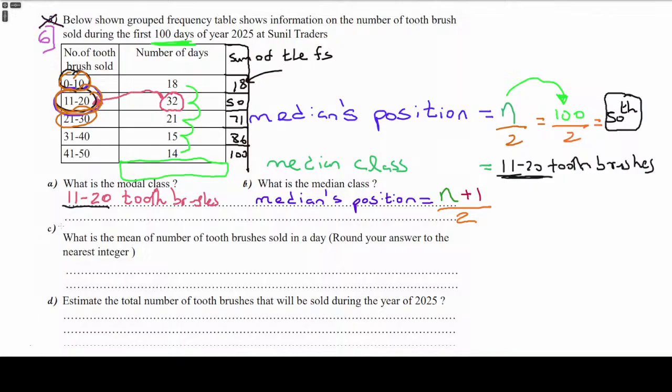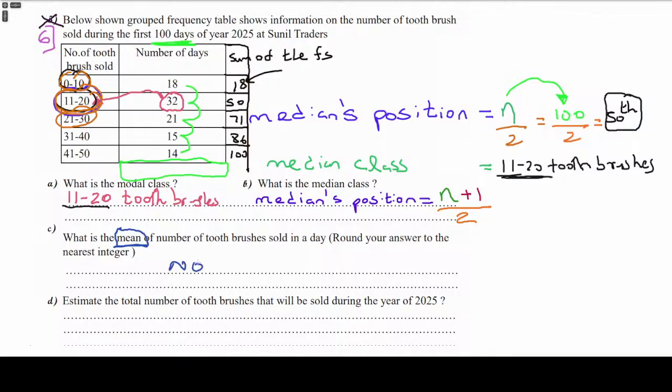Question C. What is the mean number of toothbrushes? You are supposed to find the mean. Now this question is not in your syllabus, so you don't have to do that. You have to know what mean is and how to calculate the mean, but you're not in grade 9, so you're not required to know how to find the mean of a data set when it is put into class intervals. So it is not in your syllabus.